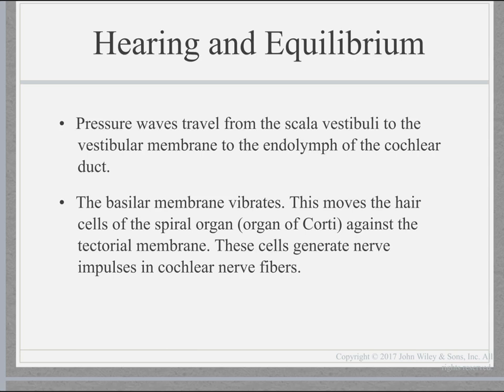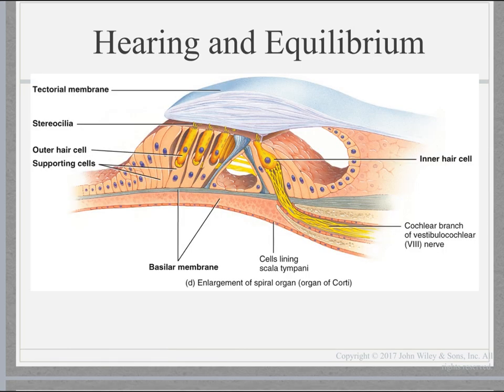This moves the hair cells of the spiral organ, which is also known as the organ of Corti, against the tectorial membrane. The movement of these cells generates nerve impulses in the cochlear nerve fibers, which is translated into actual sound. So we can put it to picture. So sound waves come in, vibrate the basilar membrane, which in turn is going to stimulate the hair cells, or the stereocilia, on these outer and inner hair cells, which will then vibrate, so that will be number 2, which will then vibrate the tectorial membrane, which will send those nerve impulses down and through the vestibulocochlear nerve.